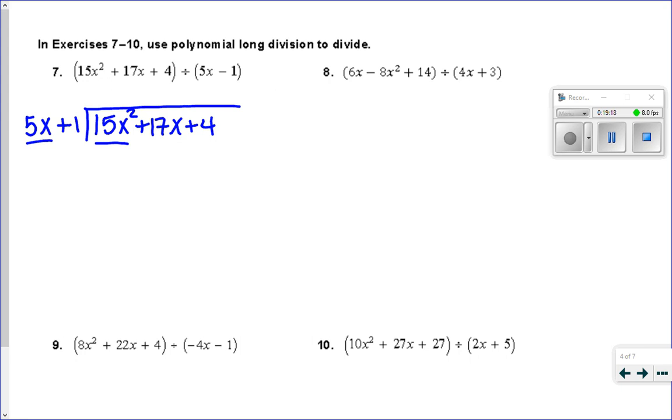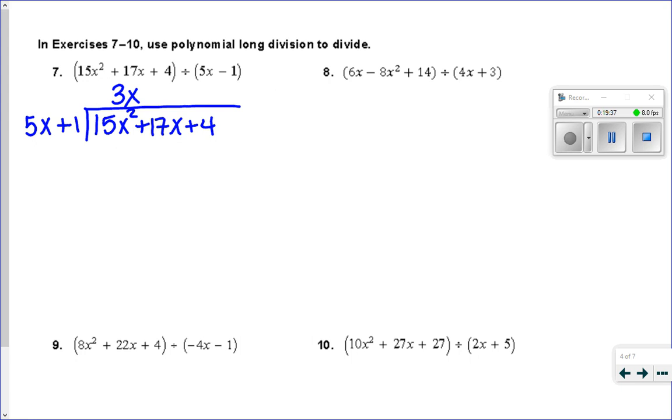Well, the answer to that is 3x. So I know that I would need to do 5 times 3 to get to the 15, and I would need to do x times x to get the x squared. So I need a 3x in my quotient here. Okay, so we only focus on that in that first step. I know that a 3x will get the job done here.